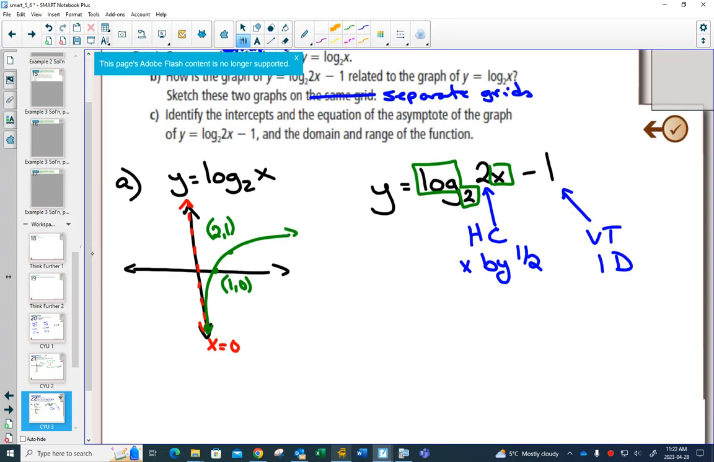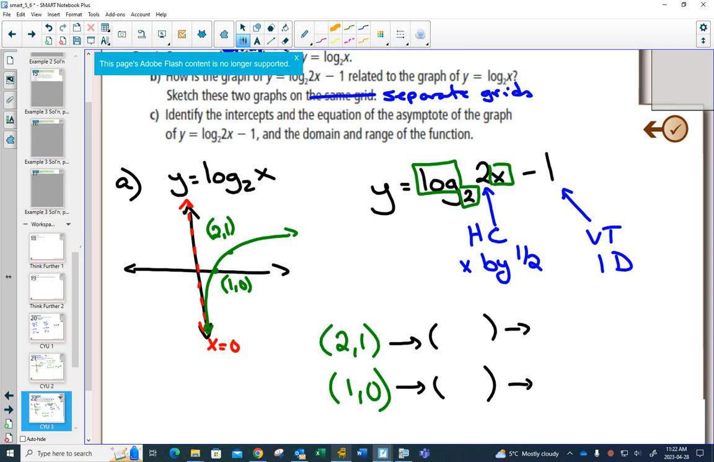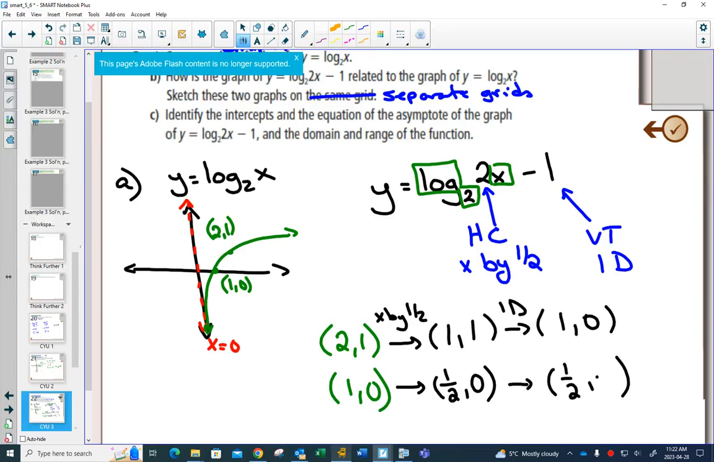And our technique for doing this is the same as we use in transformations. We're going to take our 2 points on our original graph. We're going to draw our arrows, first for stretches and compressions, then for translations. Label that the only thing we're doing here is x by half, and the only thing here is 1 down. This will be 1 comma 1 and 1 half comma 0. 1 down, this will become 1 comma 0, and 1 half comma negative 1.